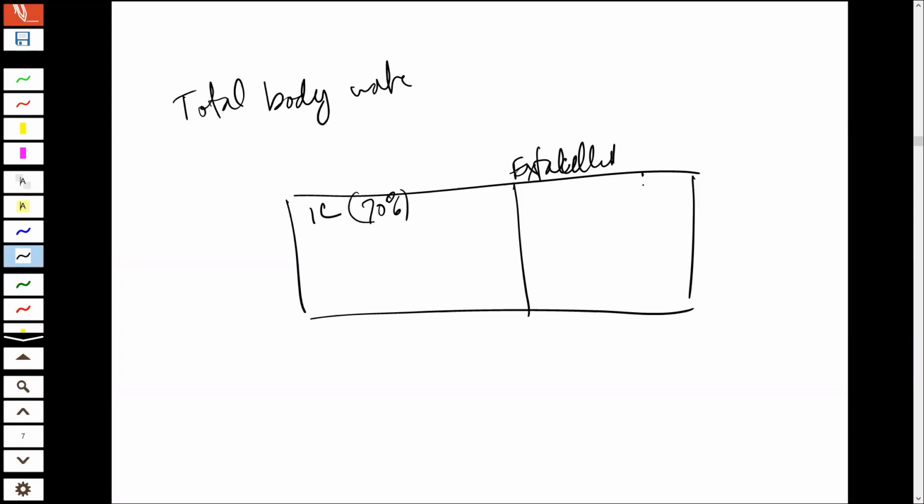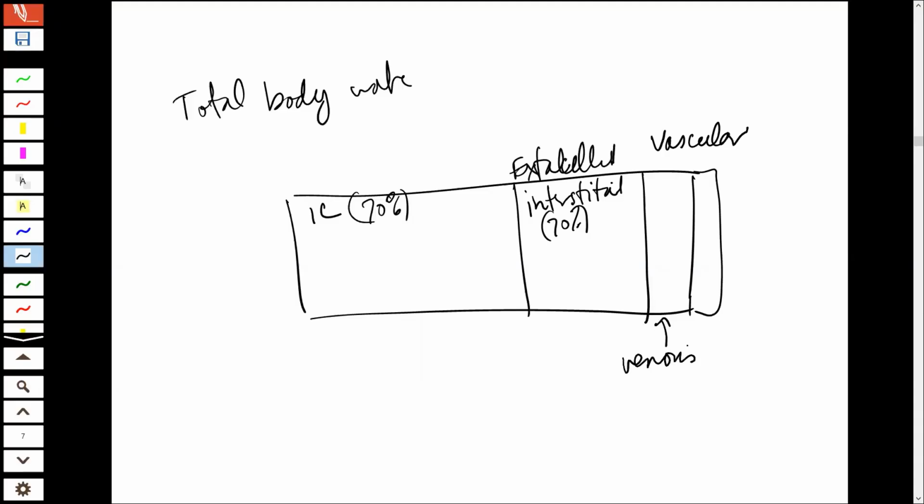And that's going to divide into interstitial, which again is about 70%, and vascular. And when I say now divide up your vascular, you're going to divide it into venous and arterial. And that's about 80%. Everyone happy with that? Does that make really good sense to everyone?